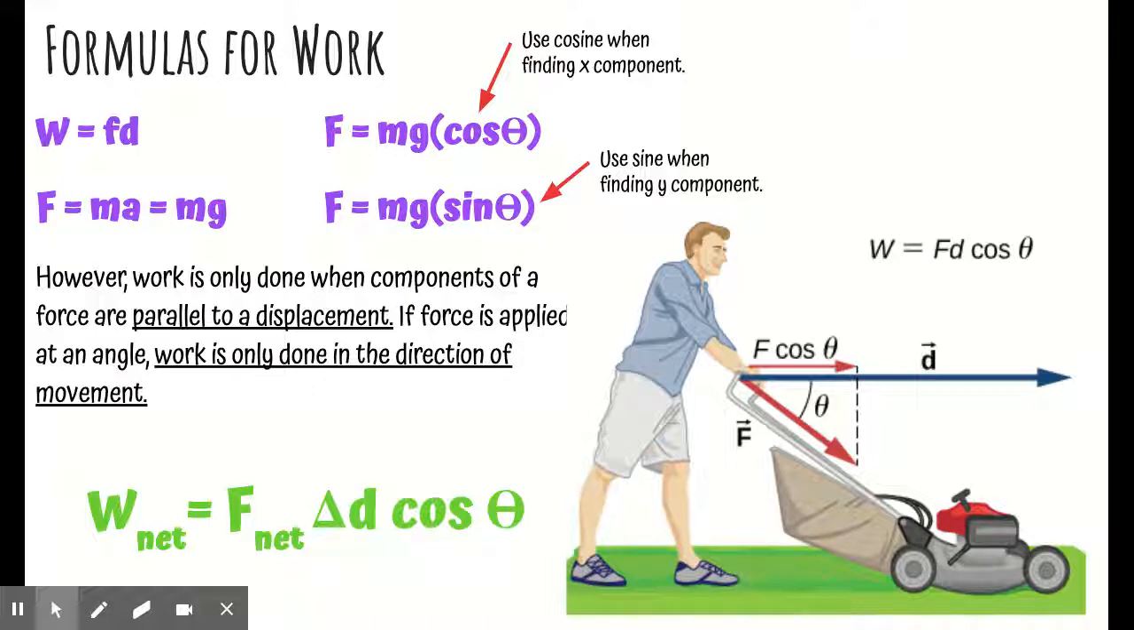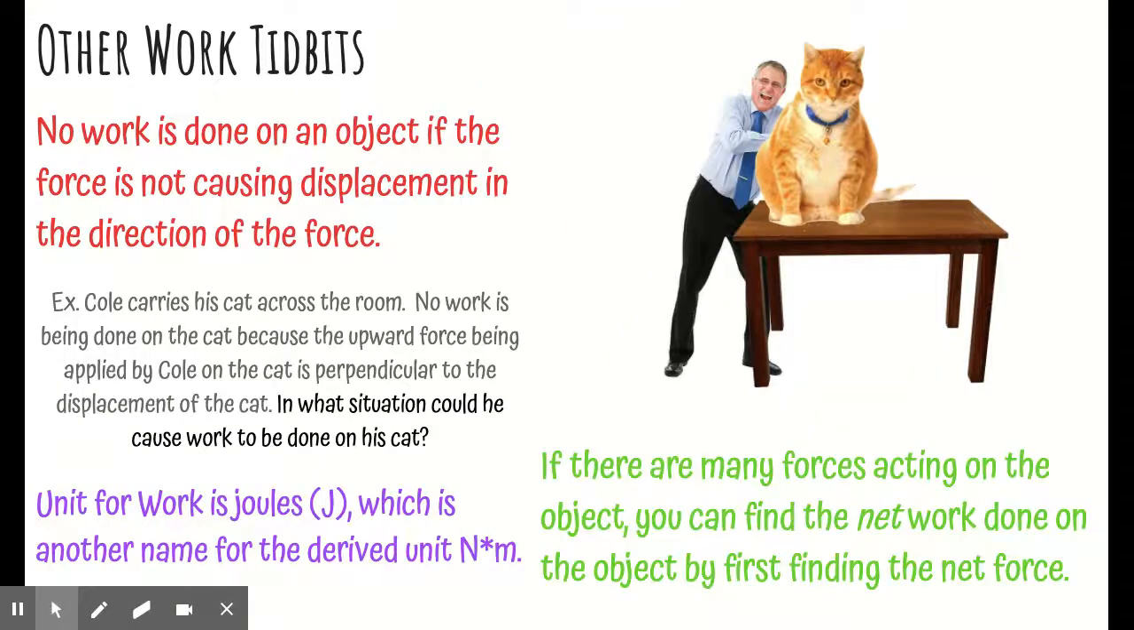the net work being applied, or the net work produced in a situation, is equal to the net force times the displacement times cosine or sine of theta. So make sure that you keep in mind that that is the net force, okay? And the displacement is going to be in the direction of movement. So some other things, just as some reminders here.